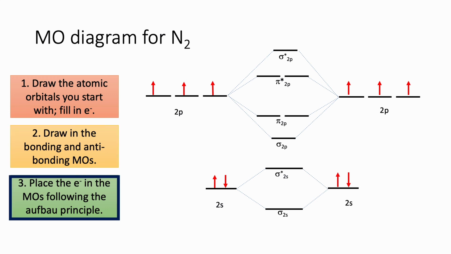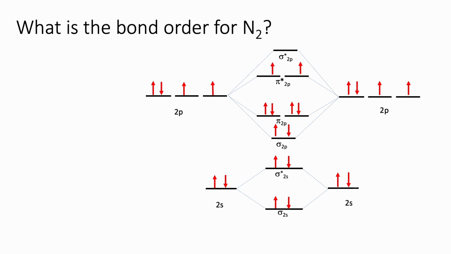Now we're going to place the electrons in the molecular orbitals following the Aufbau principle. So remember, we had 5 in each of our nitrogens. That means we have 10 total valence electrons. So let's go ahead and count 1, 2, 3, 4, 5, 6, 7, 8, 9, 10. All right, that is our molecular orbital diagram for nitrogen. Now let's talk about what that MO diagram can tell us.